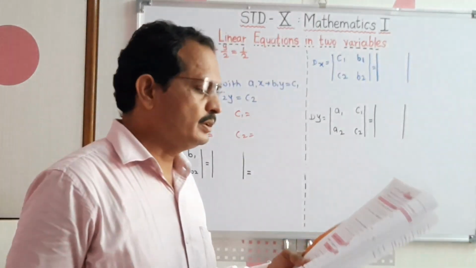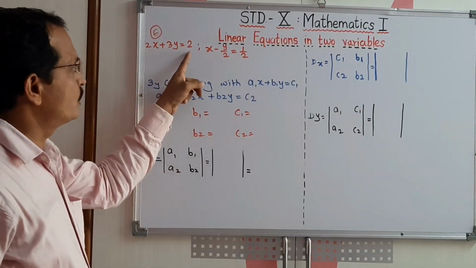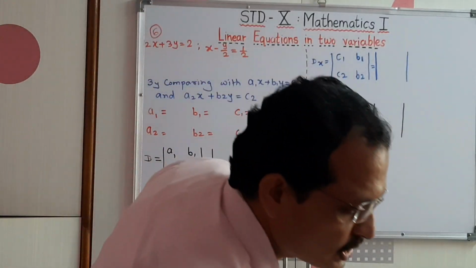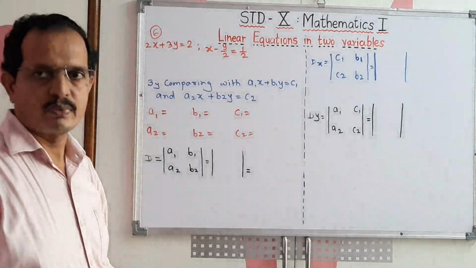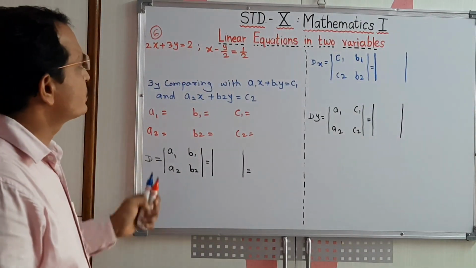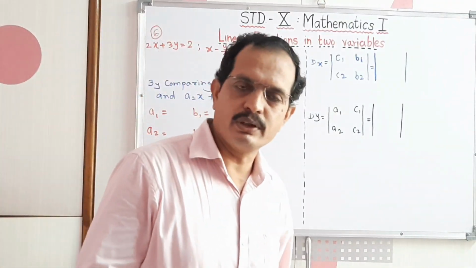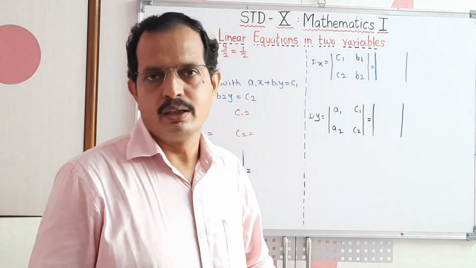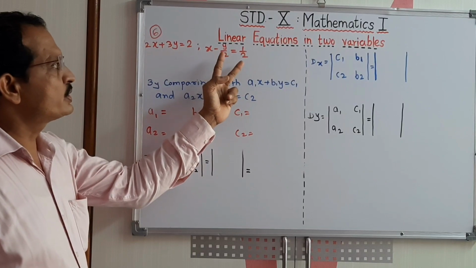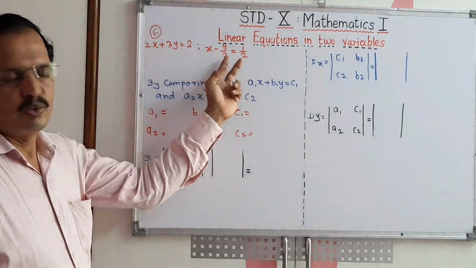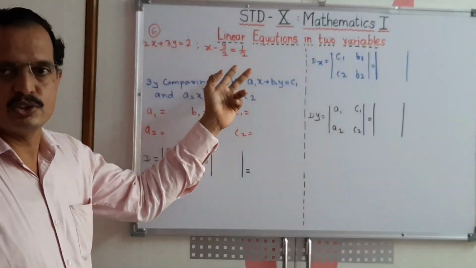Let's start with the sixth sum. 2x plus 3y is equal to 2, and second equation is x minus y upon 2 is equal to 1 upon 2. Dear students, these two equations are in the form of a1x plus b1y is equal to c1 and a2x plus b2y is equal to c2. But see the second equation. In this equation we have to eliminate these two, for it will be easy to solve.